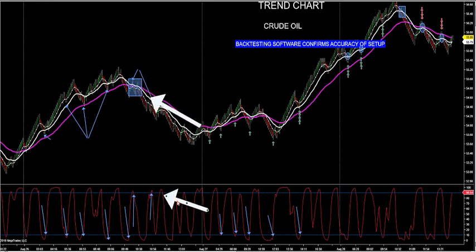Gets above 90%. Catches the high. Falls into the close. Then we go to the next trading day.